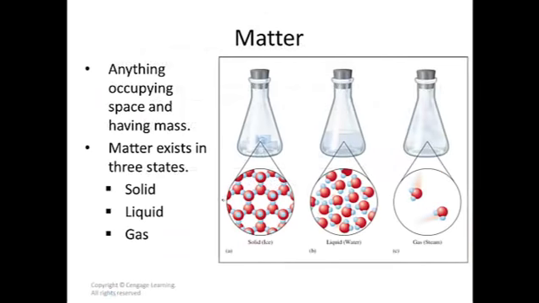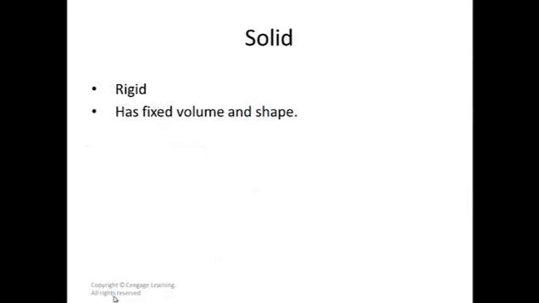Next, we're going to transition into states of matter. Matter is anything that takes up space and has mass. And here we see 3 different common states of matter. There's more than 3, but we really focus on these 3. We see solids, liquids, and gases. Solids are rigid and they have a fixed volume and shape. They may or may not be crystalline in structure. It depends on the substance.